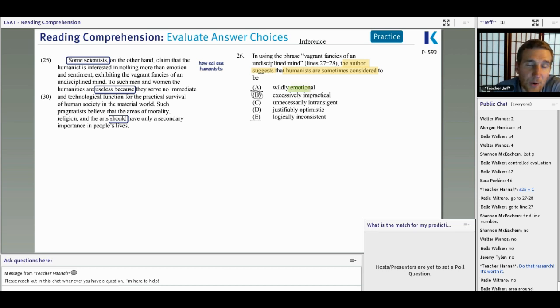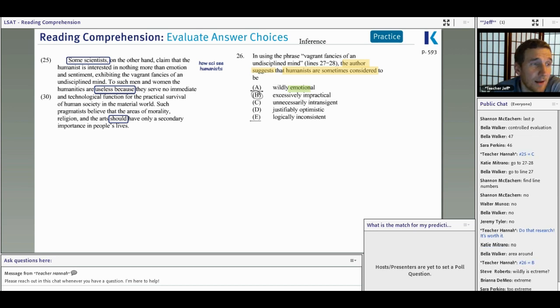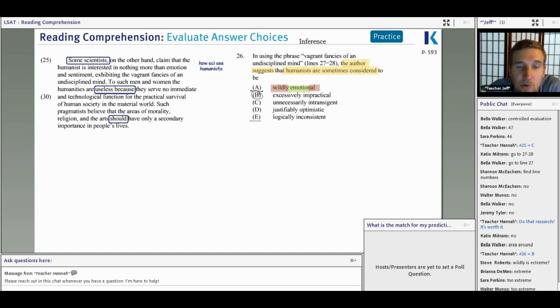What's wrong with this, though? Humanists care about emotion, but are they wildly emotional people, right? Psychologists are interested in emotion. Does that mean that they are bipolar? Right? We don't have that information. This is too extreme. They're taking it too far.